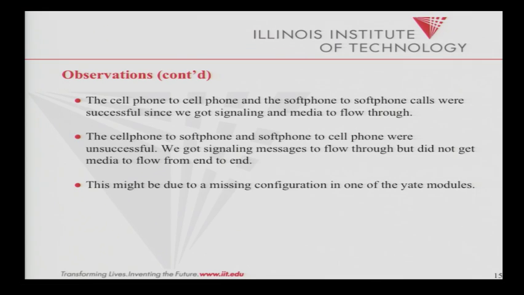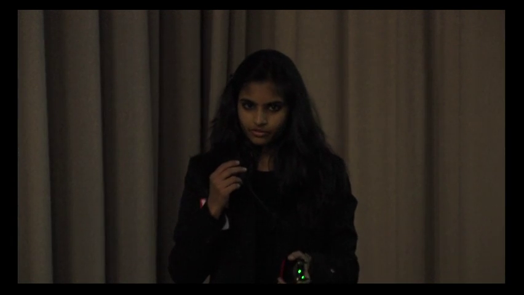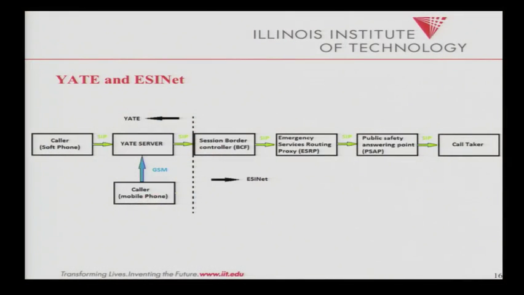The calls from cell phone to cell phone and soft phone to soft phone were successful. We could get the SIP signaling as well as the media from end to end. But in a call that we made from cell phone to soft phone or soft phone to cell phone, we could only get the SIP signaling through, but we couldn't get the media through. This might be due to some misconfiguration that we did in YATE BTS, so we are working to correct it.